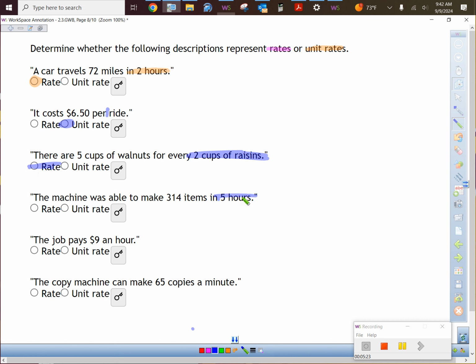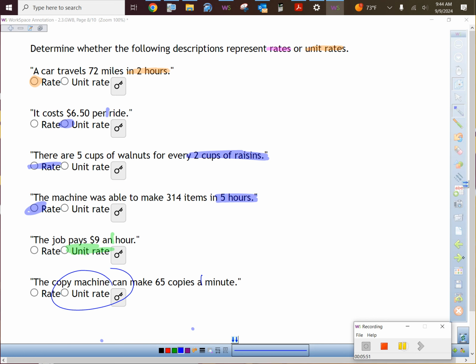314 items in 5 hours. Rate or unit rate? Rate. $9 per hour. Rate or unit rate? Do you see that there is like a 1 in front of that? There's not a number, so that is a unit rate. $9 per hour. The copy machine can make 65 copies per 1 minute. Rate or unit rate? That is a unit rate. If the second number is a 1, that's a unit rate.